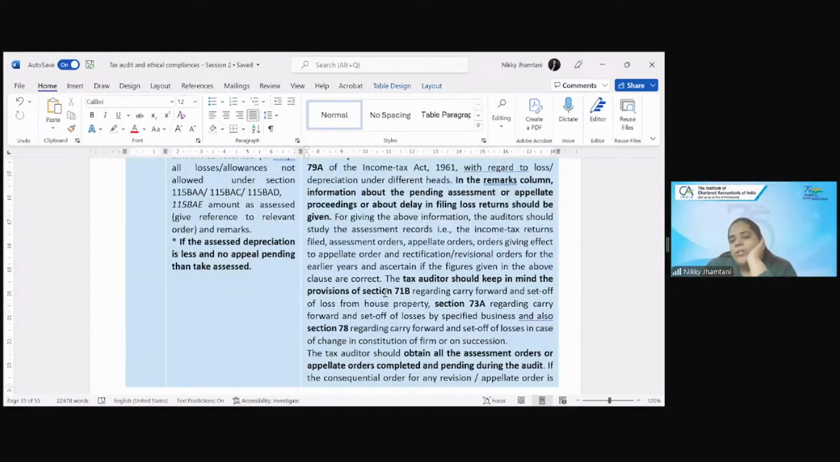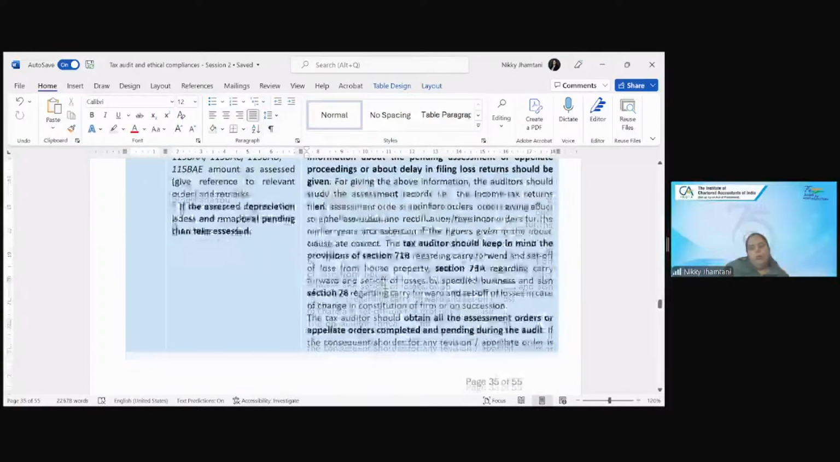The tax auditor should keep in mind the provisions of Section 71B regarding carry forward and set off of loss from house property, Section 73A regarding carry forward and set off of losses by specified business, and also Section 78 regarding carry forward and set off of losses in case of change of constitution of firm or on succession.